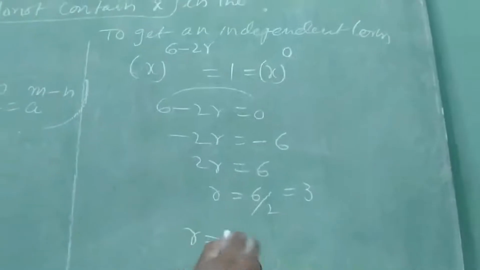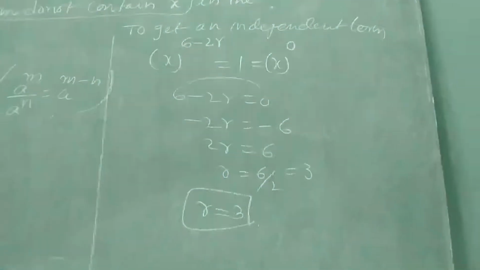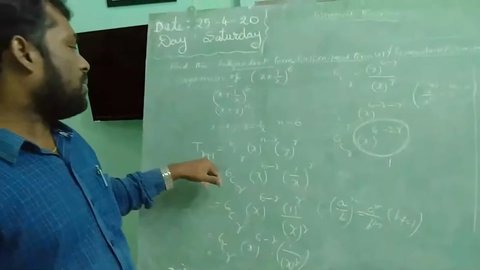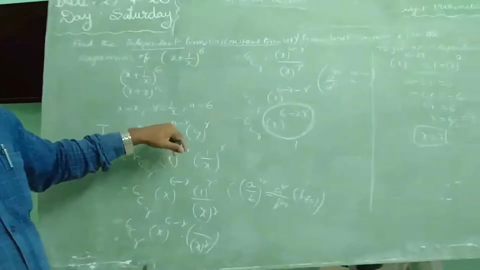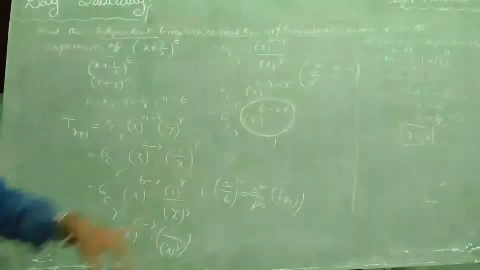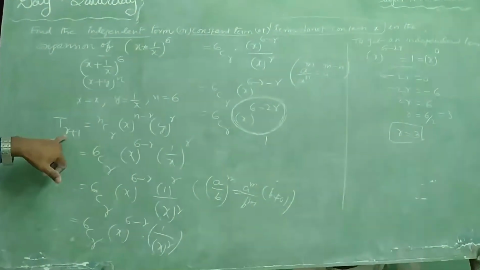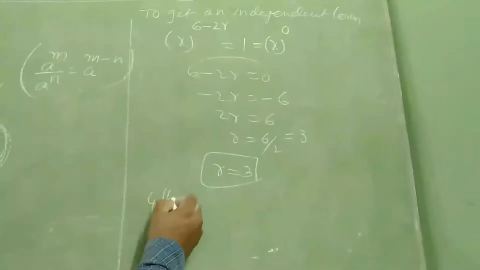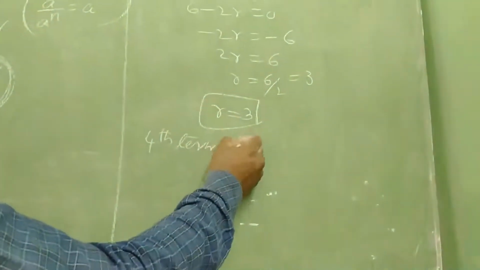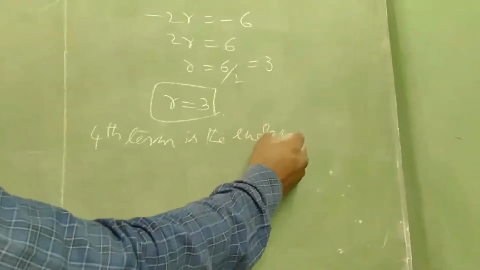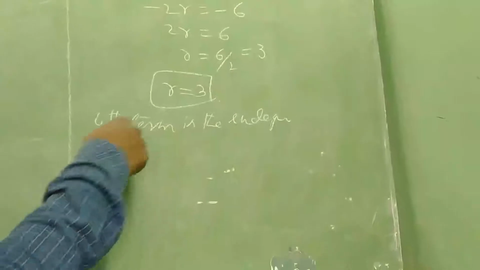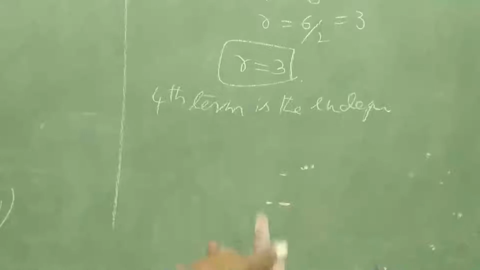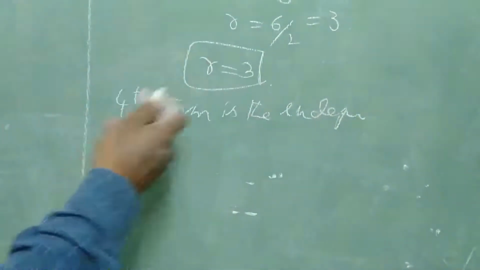Now the r value is 3. According to the general term, T(r+1) is equal to nCr x to the power of n minus r y to the power of r. You got the r value, what is the r value? 3. Now replace here 3, 3 plus 1, how much? 4. So the fourth term is the independent term. If r is equal to 3, then the fourth term is the independent term. If in any problem you get r equal to 4, the independent term is the fifth term. If r is equal to 5, the sixth term is the independent term.